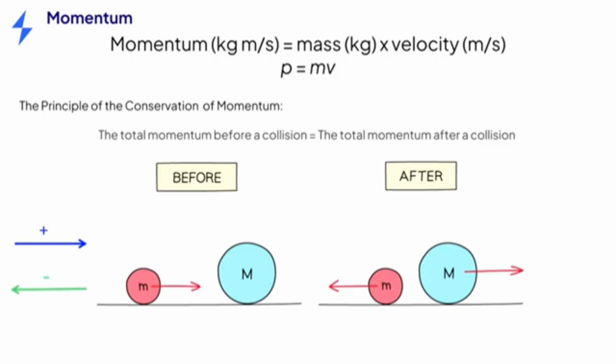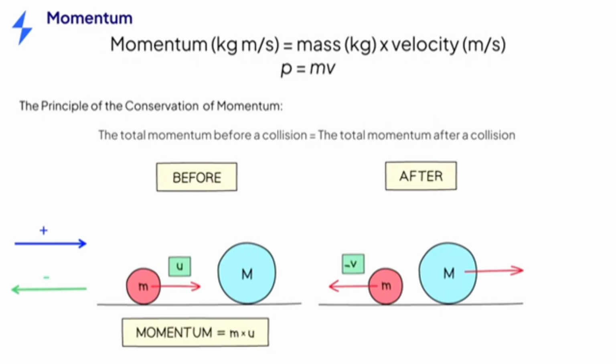The red object of mass little m is moving towards a stationary object of mass big M. The stationary mass has an initial velocity of 0, so an initial momentum of 0. The red object has an initial velocity of little u, so the momentum before the collision is little m times little u.